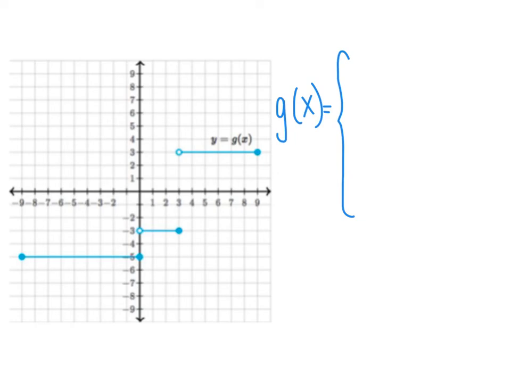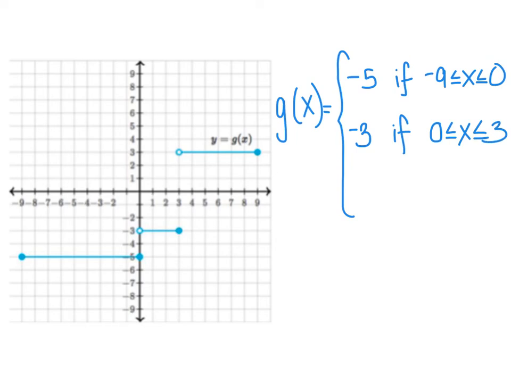This first one is a horizontal line at -5, constrained with the domain between -9 and 0, inclusive on both. Next, it jumps vertically up to -3, but constrained on the domain values between 0 and +3. I just made a small mistake there that I need to fix. This should just be a less than symbol because it's an open circle. My final step has a height of +3, and it's restricted between the domain values of 3 and 9.